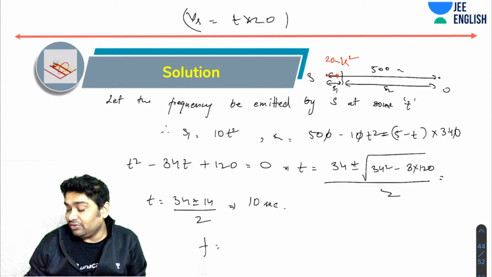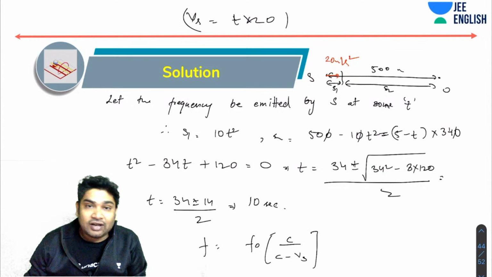F would have been equal to f naught c over c minus, and that would have been the frequency heard.